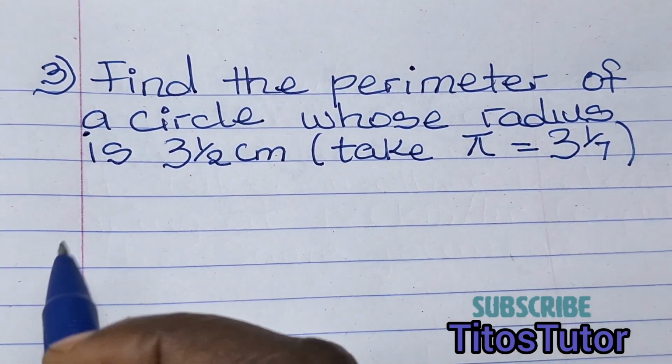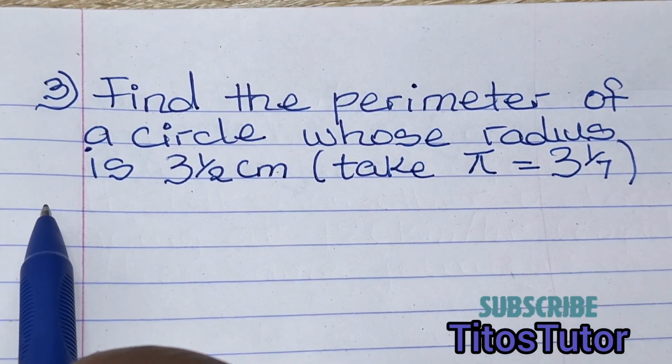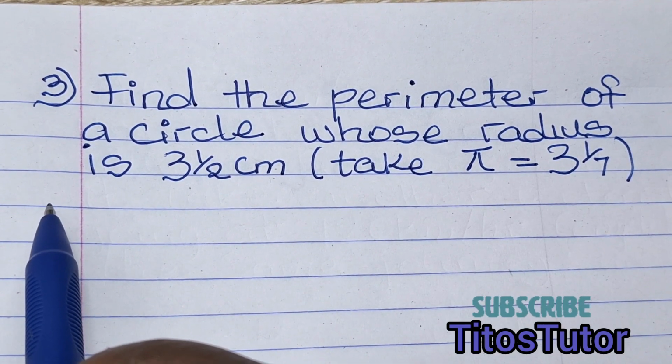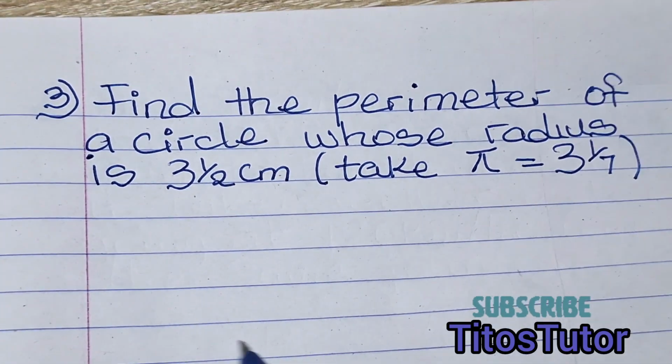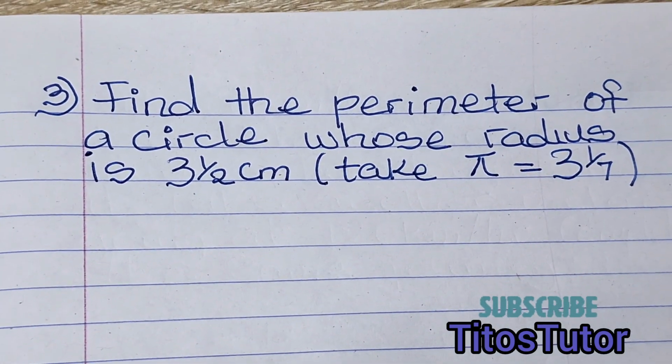All right, here is number 3 question for today's video, and it says find the perimeter of a circle whose radius is 3.5 cm.